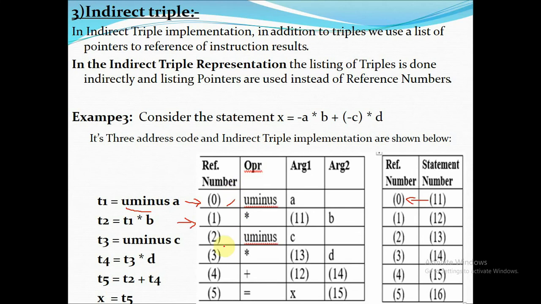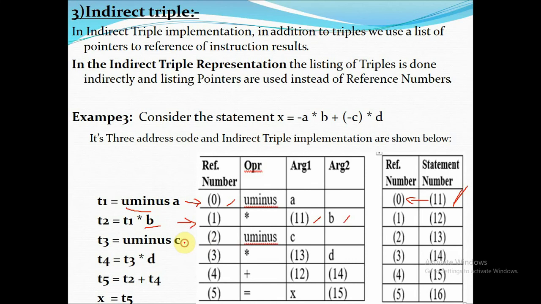So in the table, wherever I want to access reference number 0, I should use its indirect address, statement number 11. As a result, here I want T1. To refer to T1, I should use reference number 0 by indirect addressing in the form of 11. So I will place 11 here. Next, the second operand is B, write it as this.